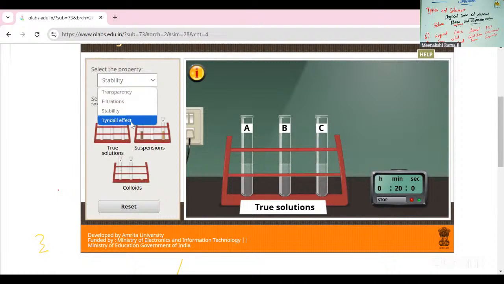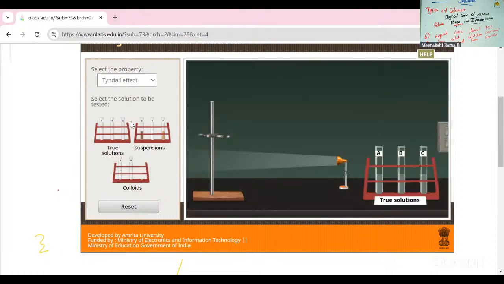And next is the Tyndall effect. It is one of the important properties for confirming whether a solution is true or colloidal. When we pass light through the solution, I'm going to use three kinds of test tube solution. I take the first solution and hold it in the holder. Then I pass the light.